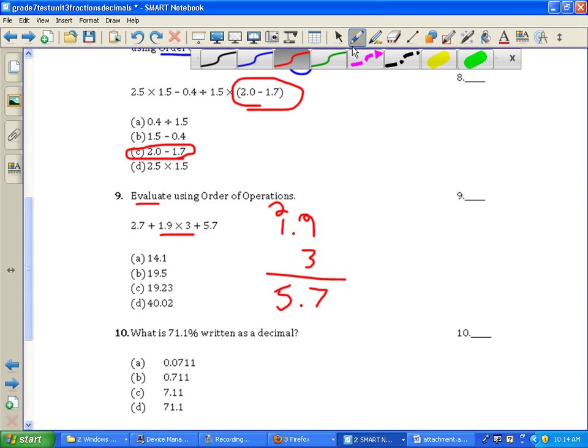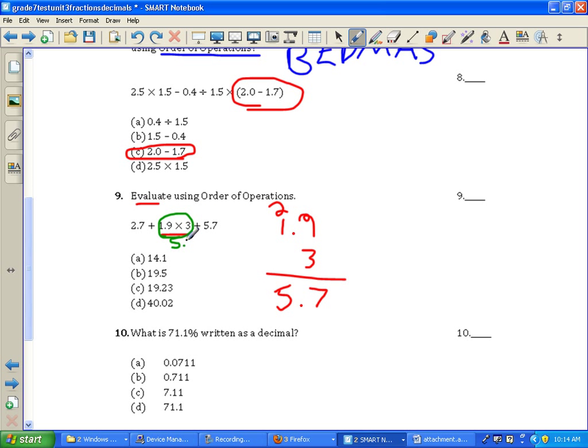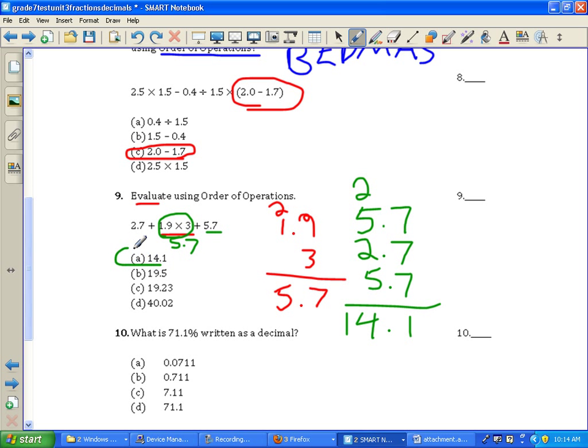So now that I have 5.7 worked out for all of this, all I've got to do is add those two things. So 5.7, I'm going to add that to 2.7 because they're both addition, so it doesn't matter which one I do. And this one is again 5.7. So I'm going to add them all up. 7 plus 7 plus 7 is 21. 5 plus 5 is 10. Plus 2 more is 12. Plus 2 more is 14. 14.1. And there is your answer right there.